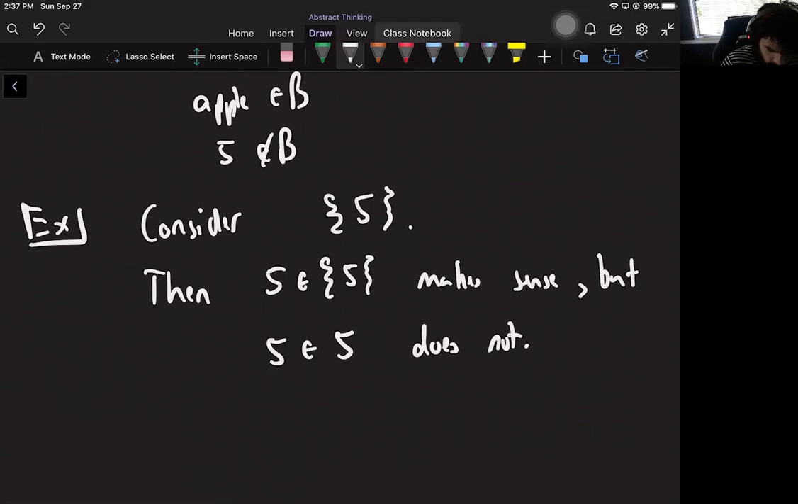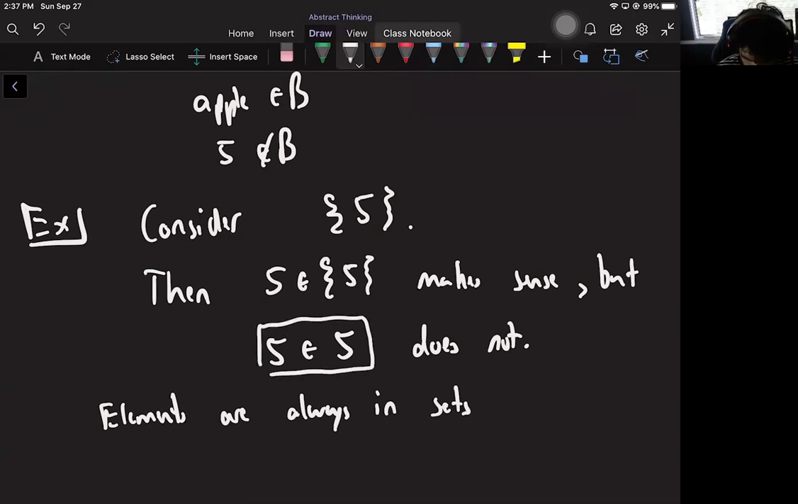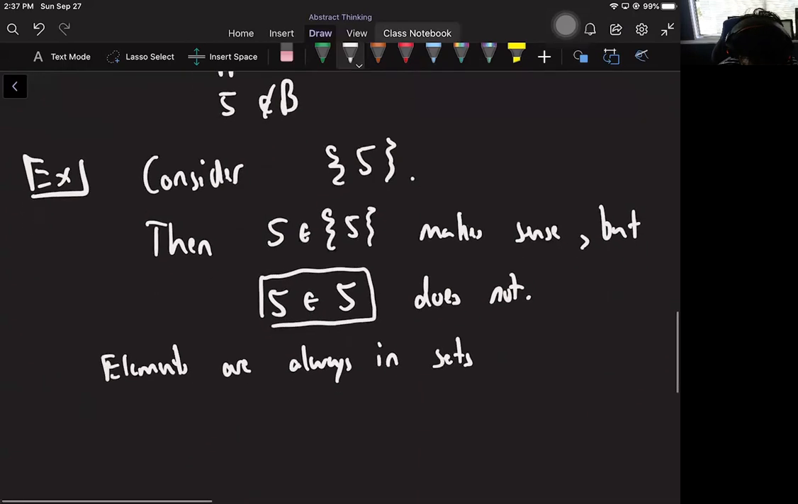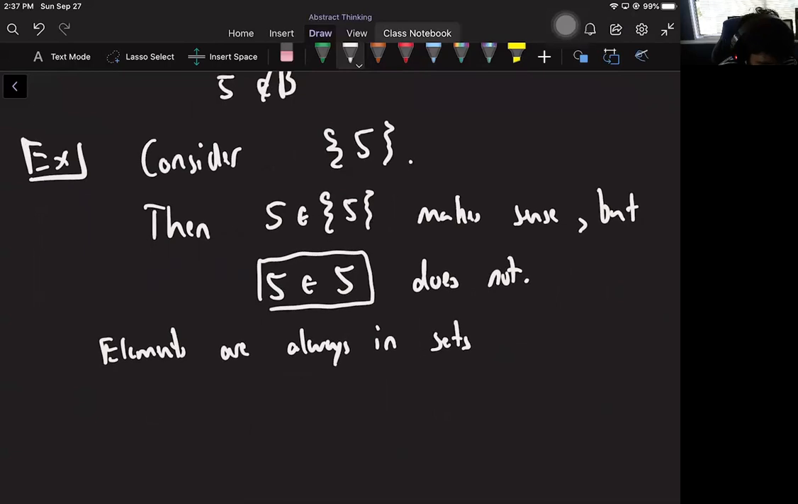An element, elements are always in sets. So when I say something like this, it doesn't make sense because I'm saying an element is inside of an element. I have to always be in a set if I'm an element. Okay, so just be aware of that. It's a very common mistake.